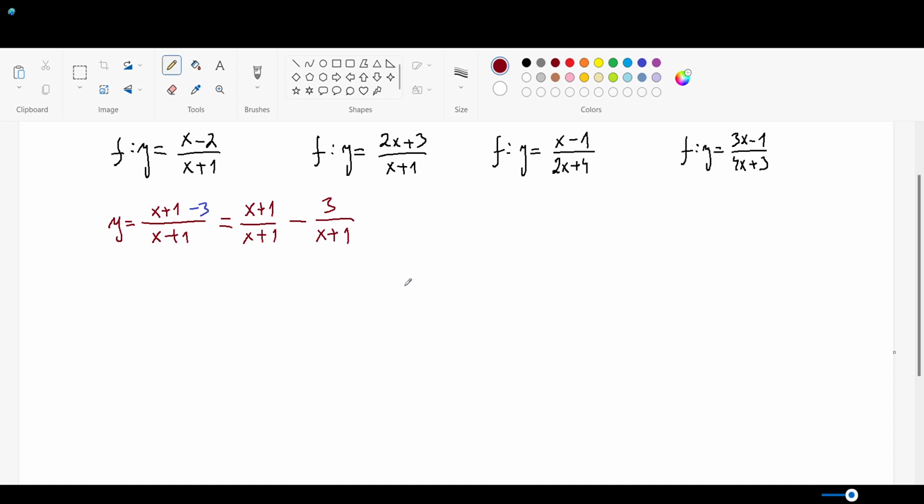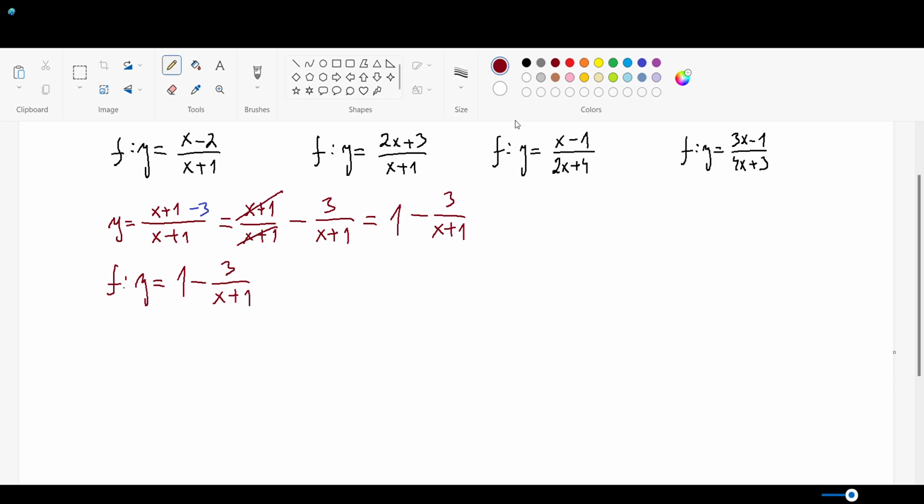So we are now okay with that, so we can simplify the first fraction, and it would come to number 1 take away 3 over x plus 1. So we can really rewrite our function f defined as x take away 2 over x plus 1, that this is the same function as 1 take away 3 divided by x plus 1.